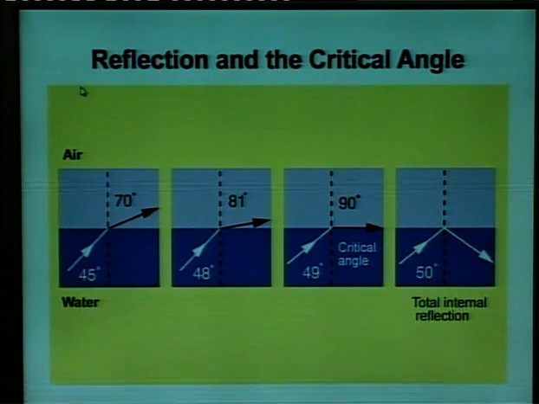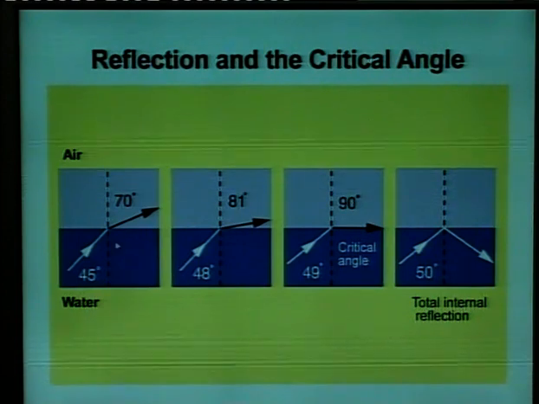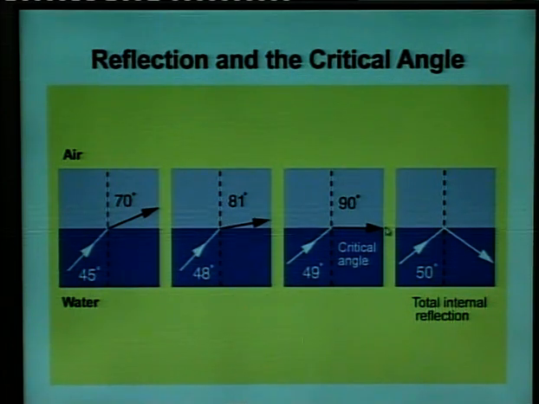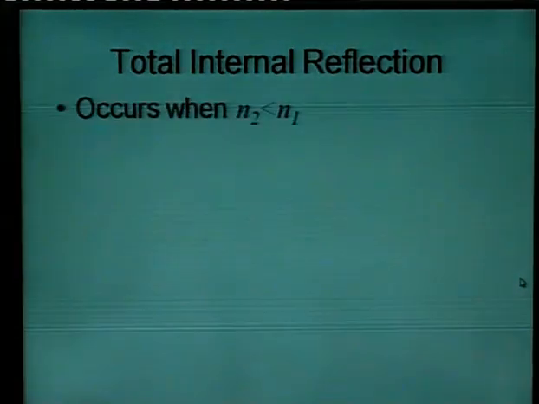So here it is shown: when the angle of incidence is say 45, refraction is 70, for 48 it is 81, for 49 this becomes 90. As soon as the angle of incidence becomes greater than this critical angle, the phenomenon of total internal reflection will occur, meaning the light will come back into the same medium. So this is total internal reflection.